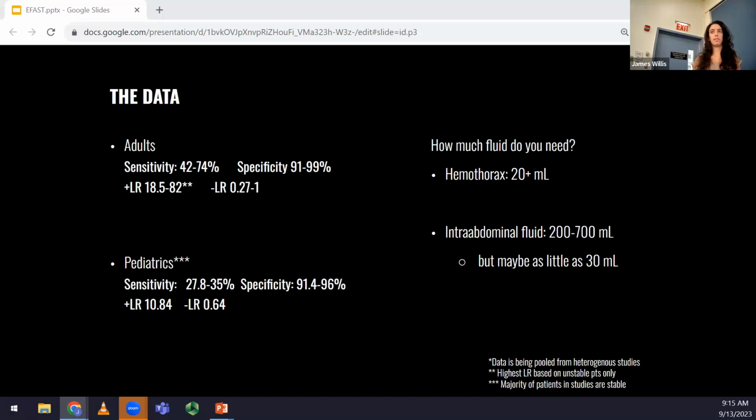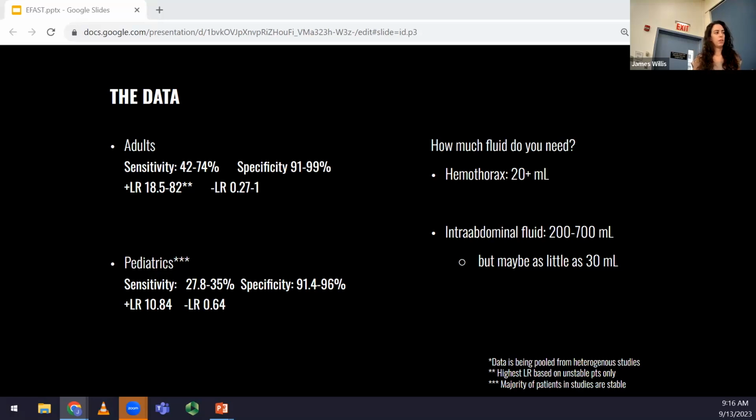If you have a positive FAST exam, the specificity is very good in the setting of trauma, especially in unstable patients, that this patient has an intra-abdominal free fluid injury. And that is a patient that could be taken to the OR. The sensitivities have a wider range. Just because your FAST exam is negative does not mean that you can move on and say, okay, great, this patient does not have intra-abdominal injury.